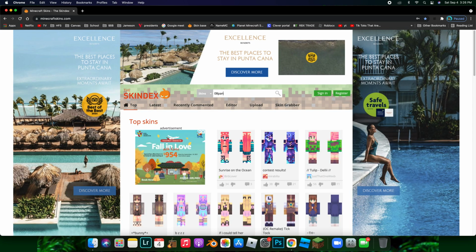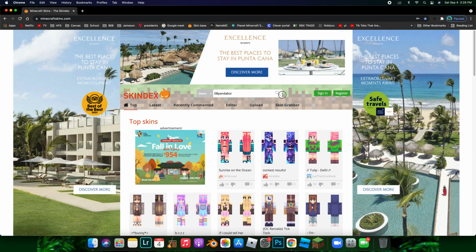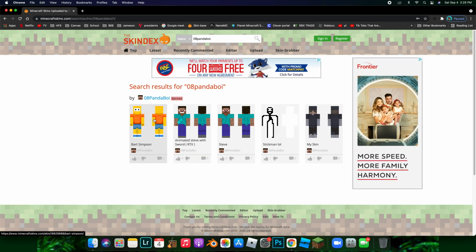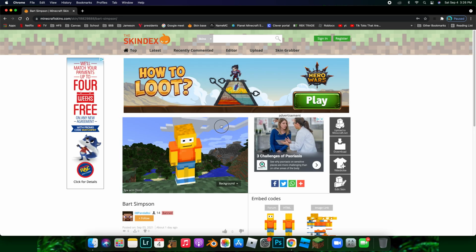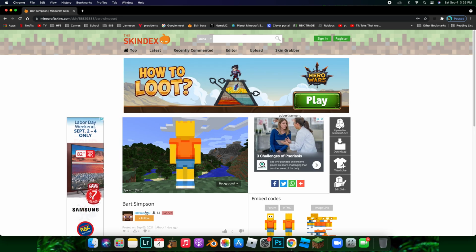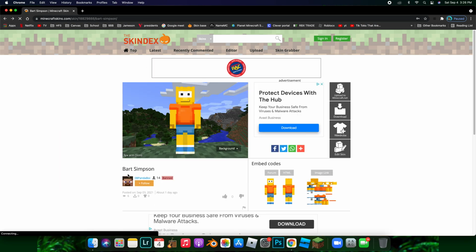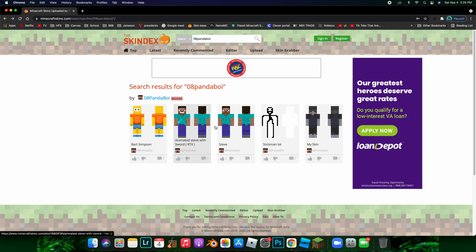Like, my OG account, 08 Panda Boy, was banned for Bart Simpson. I don't know why. See, it says I'm banned. I'm literally banned. I can't do anything about it.